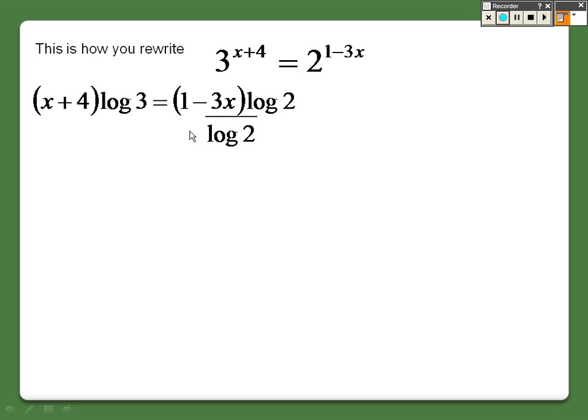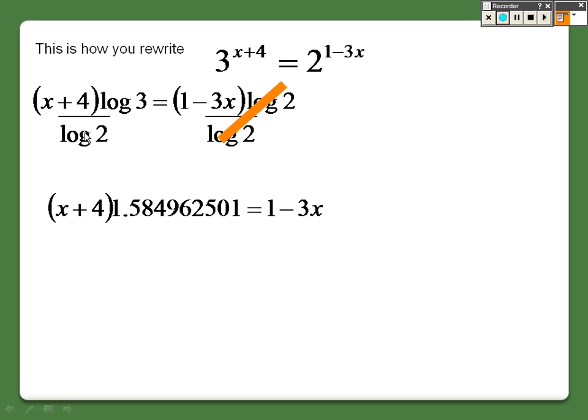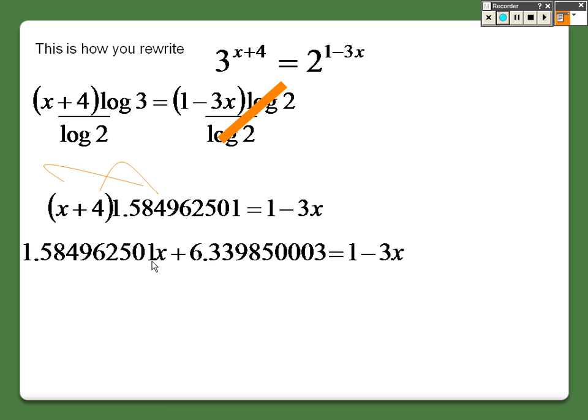Then I like to divide both sides by the smaller of the two logs. So I get log 3 divided by log 2, which is 1.5849. And then this is now nice and doesn't have decimals as well. Got to distribute that through, which is fine. So you get 1.5849625001x. Multiply that, you get 6.3398500003 equals 1 minus 3x.